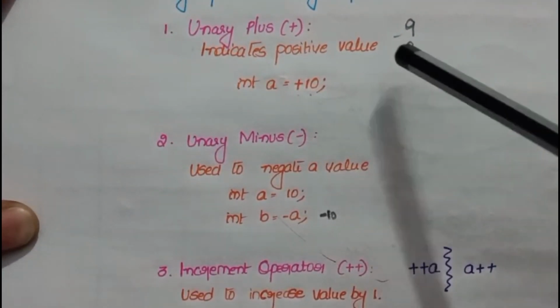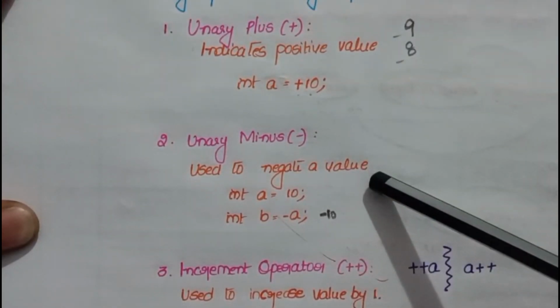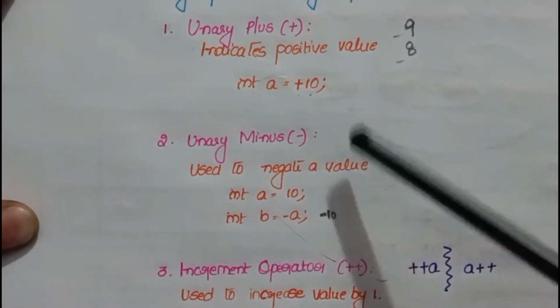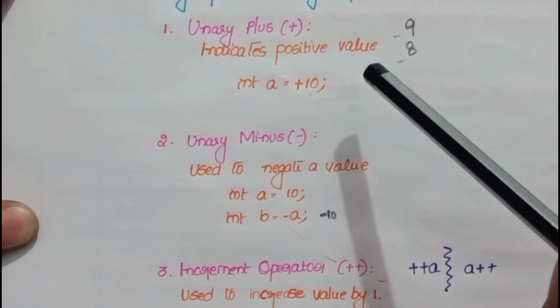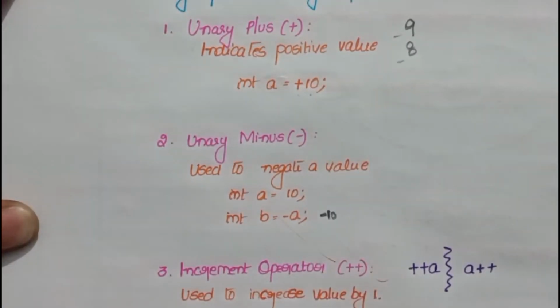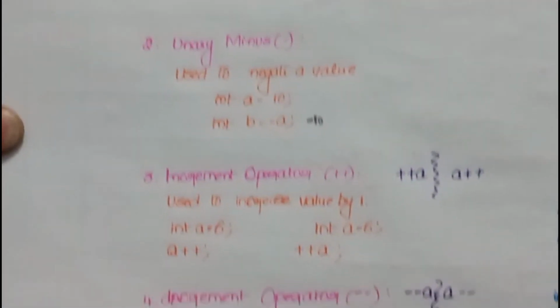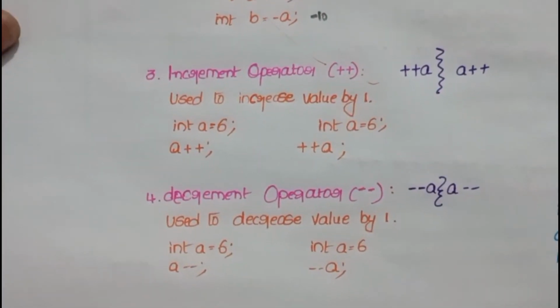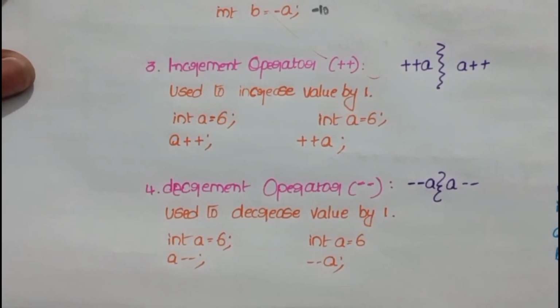In this way we have unary plus and unary minus. By default every value is a positive value, so we use it in very less cases. If we want to negate a value, we will use unary minus. These two operators, increment and decrement operators, are the most important unary operators because many questions in competitive exams like GATE and in technical interviews are based on these two operators only.